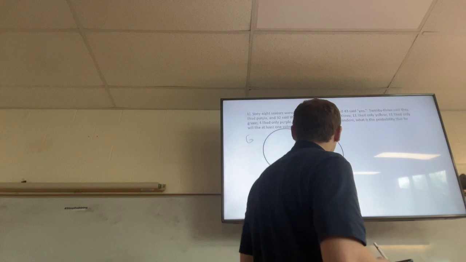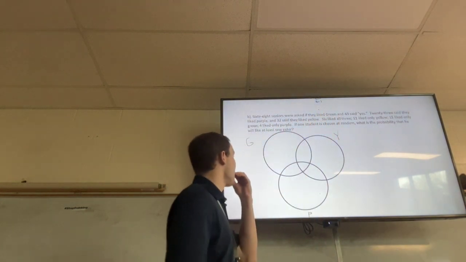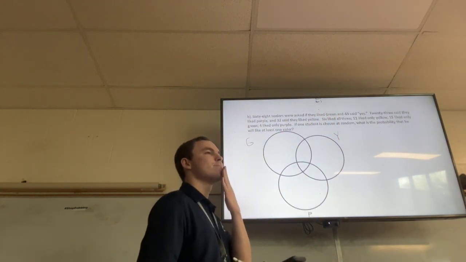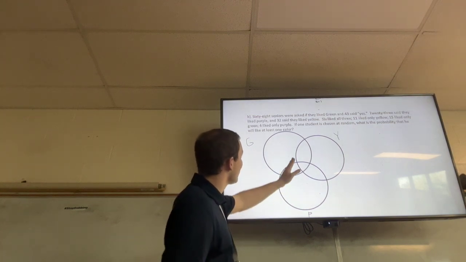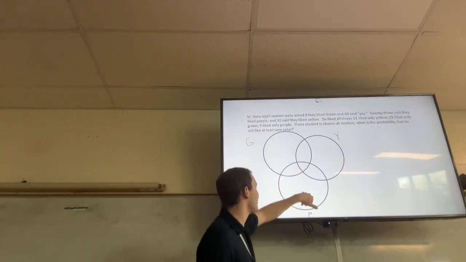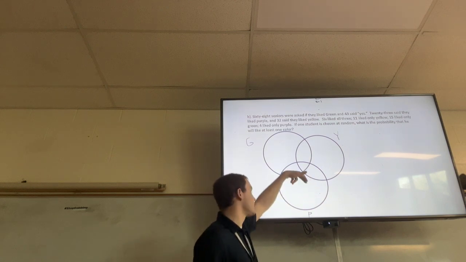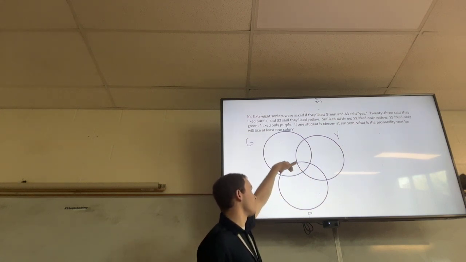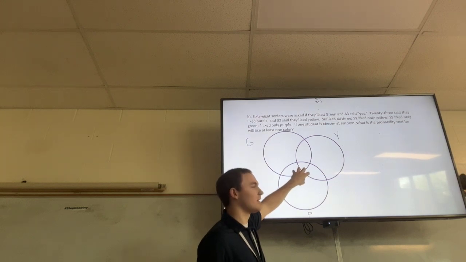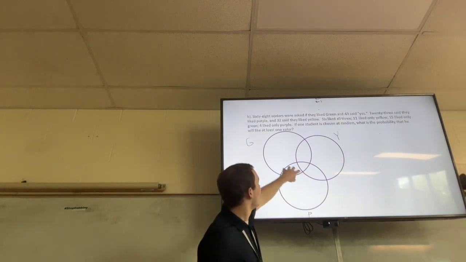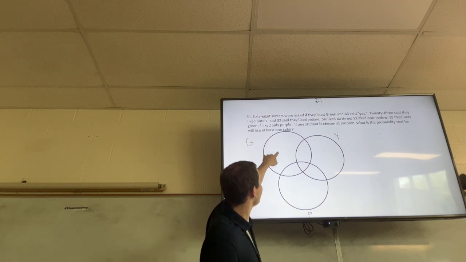Okay. What can we start filling out? 23 like purple. That means the sum of these four numbers is 23, so we can't fill that out yet. That make sense? 11 like only yellow. So 11 liked only yellow.